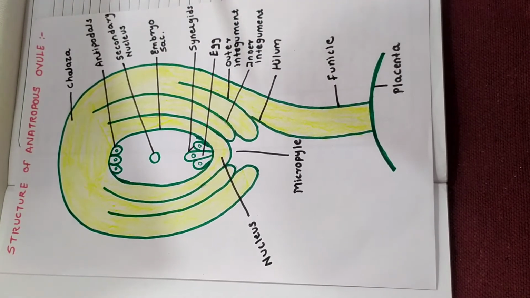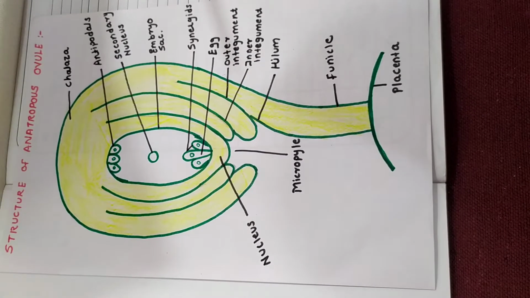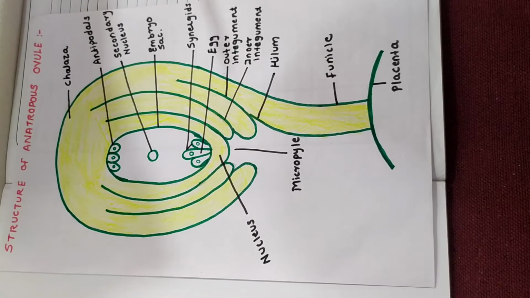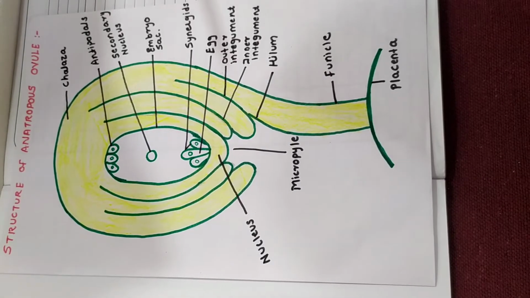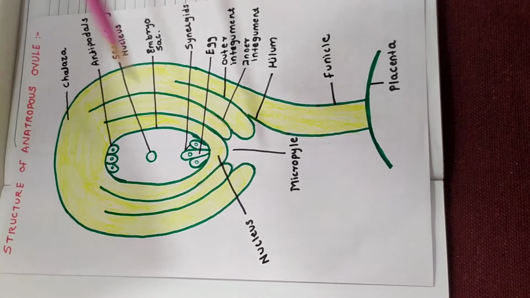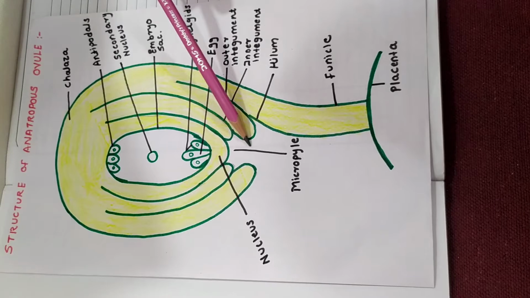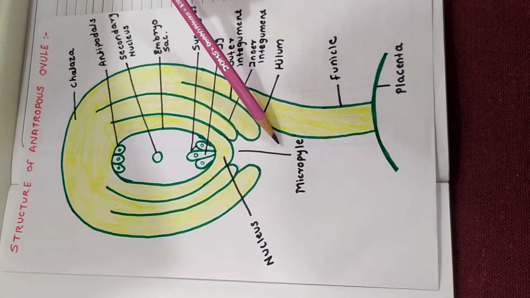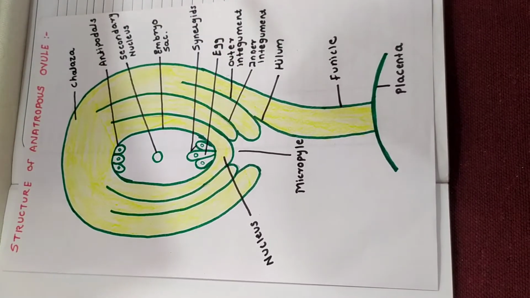Now, in angiosperms, the most common type of ovule is anatropous, in which the micropyle is directed downward and is present adjacent to the funicle or funiculus. What are angiosperms? Angiosperms are flowering plants, right? So this is the micropyle. What is the micropyle? The micropyle is the downward opening which is adjacent to the funiculus.